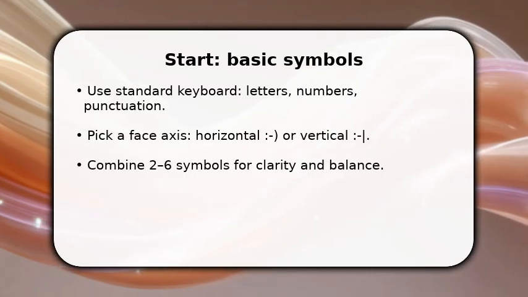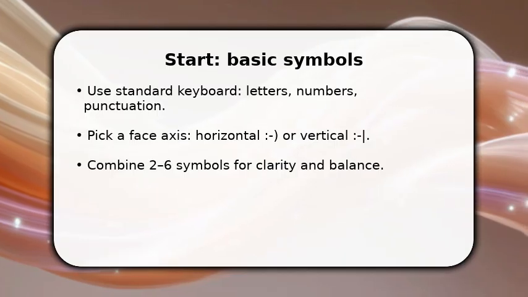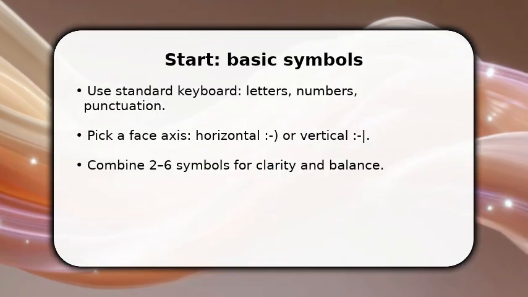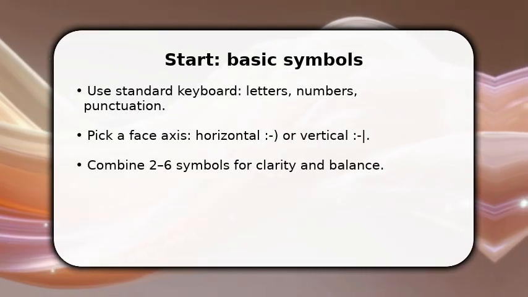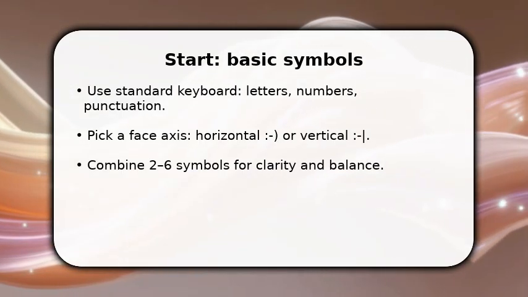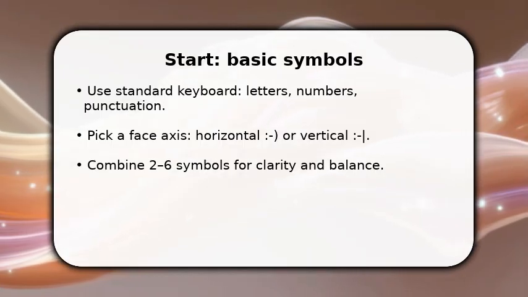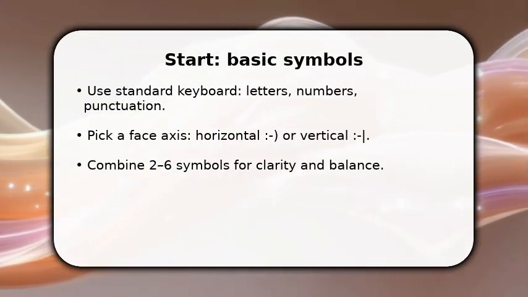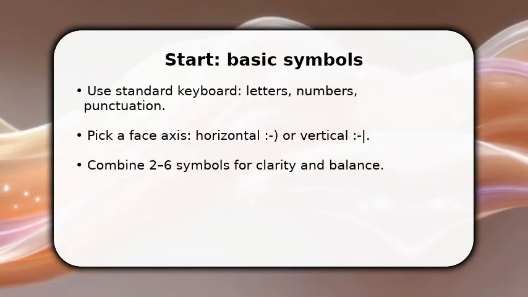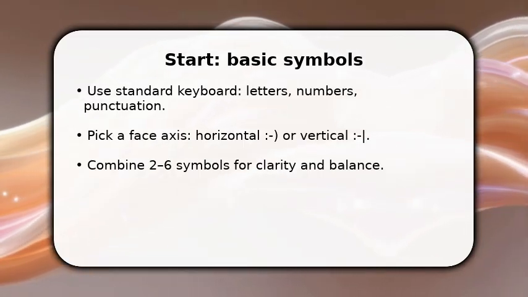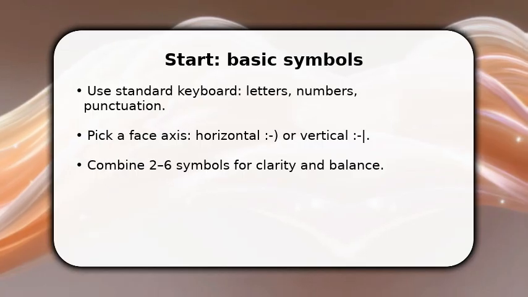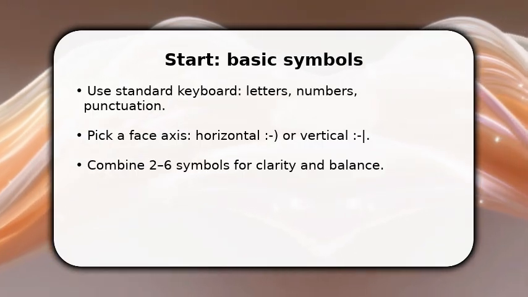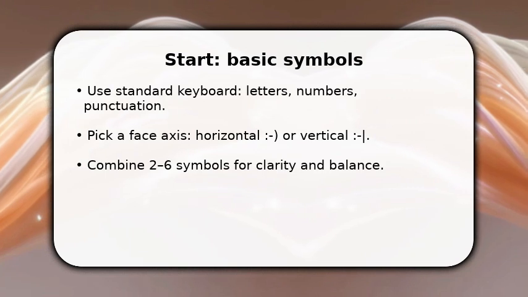You begin with the simplest building blocks: letters, numbers, and punctuation on your keyboard. Choose an axis. Horizontal faces are read left to right, while vertical faces stack visually. Once chosen, assemble 2 to 6 symbols to keep shapes recognizable. Too many characters blur the image. Make sure to test in the app you'll use because font and spacing change appearance. Practice with eyes closed to feel rhythm, then tweak spacing until the emoji reads instantly.